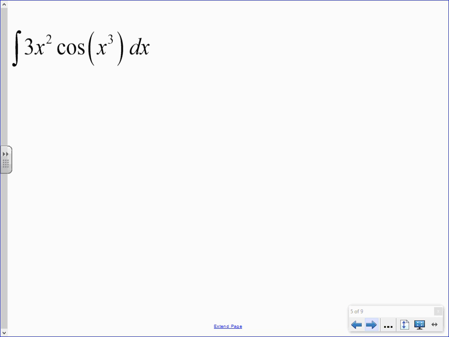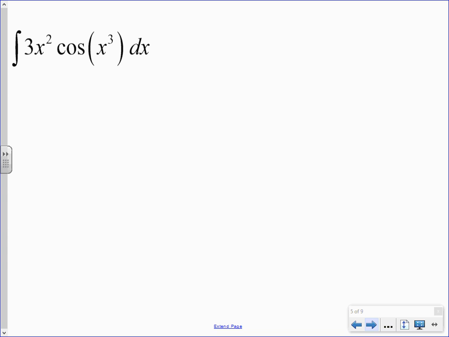Okay, so we have an issue here because we have a product inside of our antiderivative. I told you that you cannot take the antiderivative of a product, okay? But with u substitution, hopefully we can rewrite it so that we can take the antiderivative, okay? What would be considered the composition in this integral? Cosine of x cubed, right? X cubed is inside of cosine.